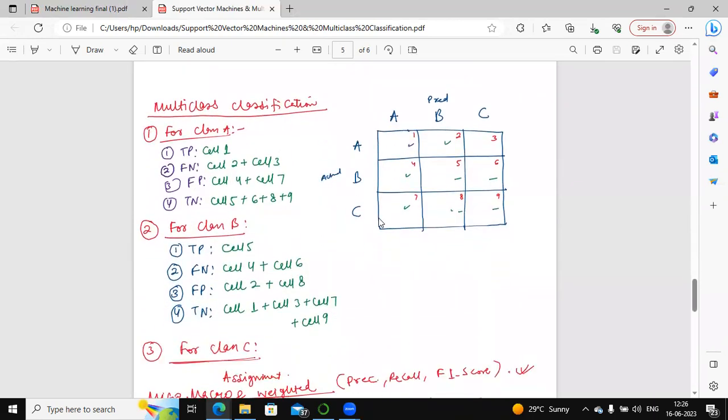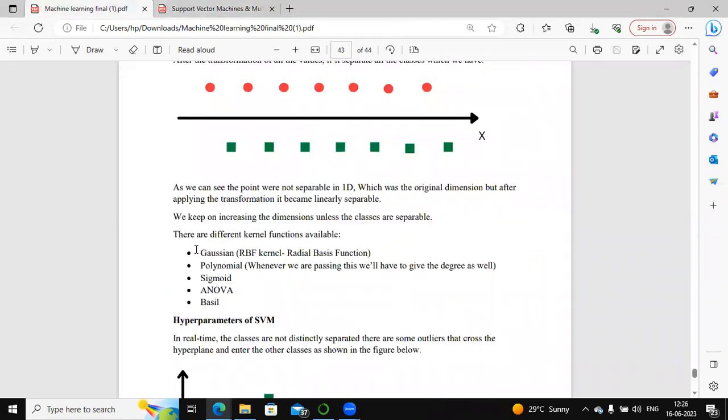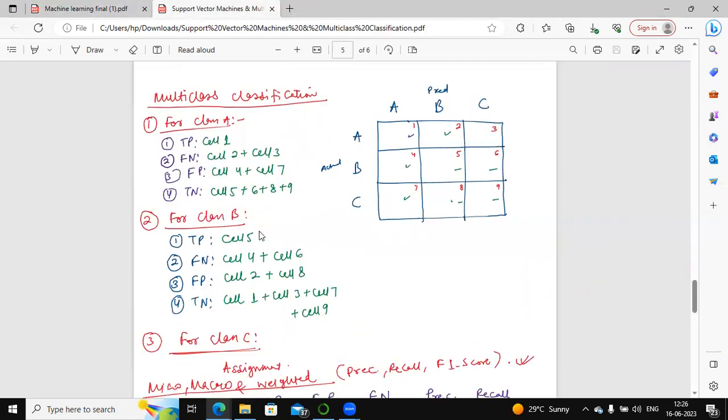So now let's discuss multi-class classification. This was all about support vector machine. Let's say we have three classes, A, B, C. How are we going to define the true positive? Let's say for class A, actual is positive and predicted is positive. For class A, actual is positive and the others are negative, and the prediction is likewise positive and the others negative.